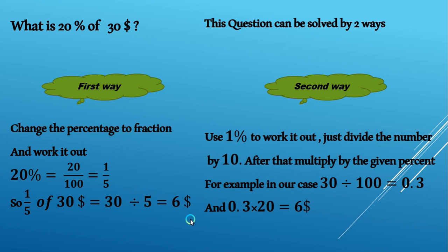Second way, I will use 1%. It's easy. I have here the total amount represents 100%. It's 30. So 1% of $30 will be 0.3. So 0.3 times 20 equals $6.